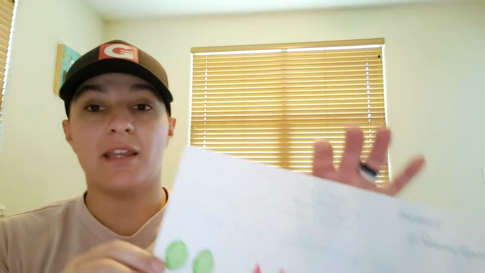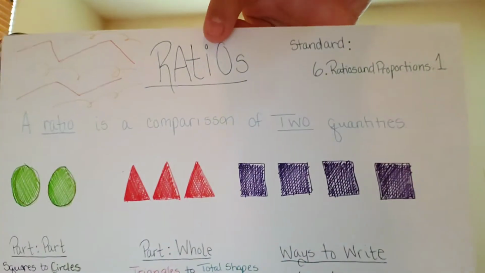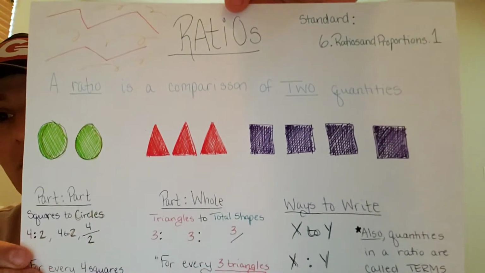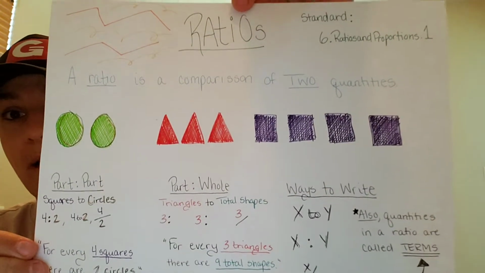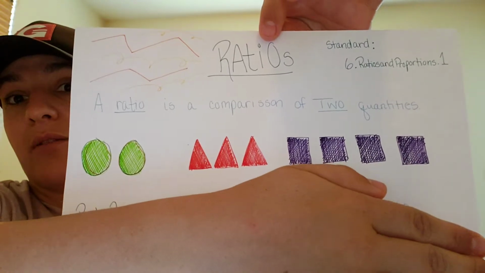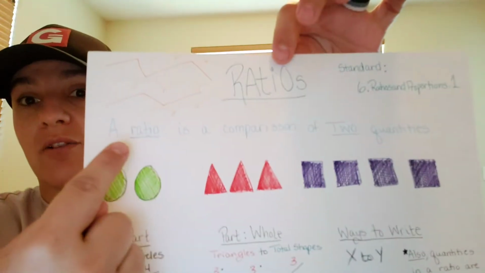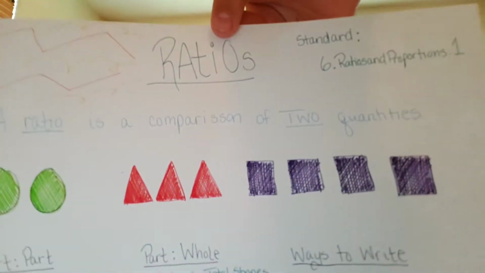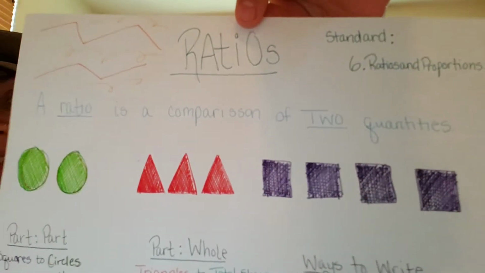So this is the anchor chart that I came up with. It is very basic, very simply laid out. What I would do is I wouldn't start out with any of that. All I would do is have "ratio," and then a ratio is a comparison of two quantities. So that's where it brings up the whole idea of using mathematical language. We're not saying two numbers or two things, we are actually using the term quantities.